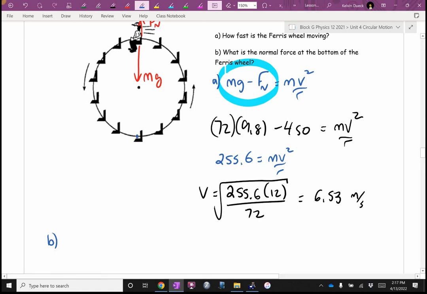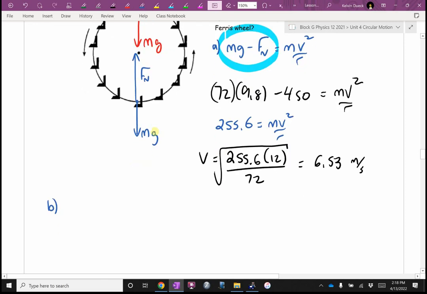Get the obvious one. What else? Bigger, smaller, or the same size as mg? What path are we tracing out? Where must the winning bigger force be pointing? Toward the? So, normal force, bigger, smaller, or the same size as mg? Good. And I guess it's going to be winner minus loser equals mv squared over r.